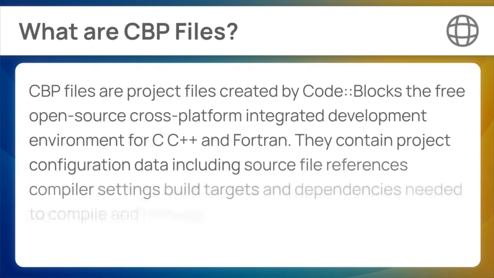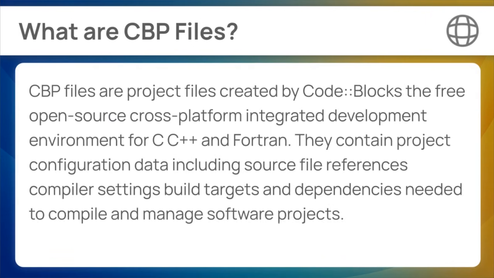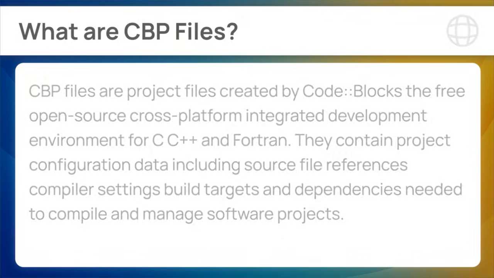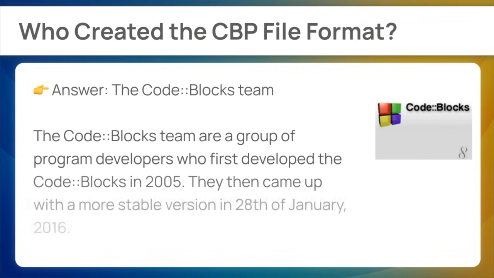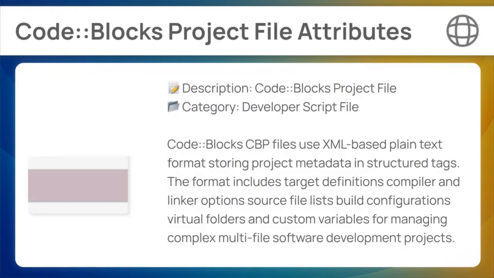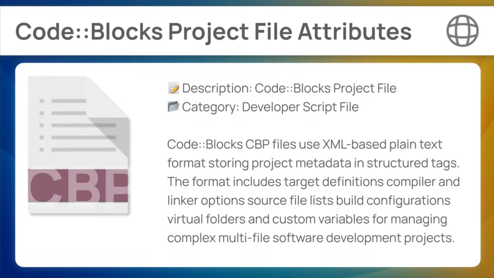CBP files are project files created by Code::Blocks, the free open source cross-platform integrated development environment for C, C++, and Fortran. They contain project configuration data, including source file references, compiler settings, build targets, and dependencies needed to compile and manage software projects.